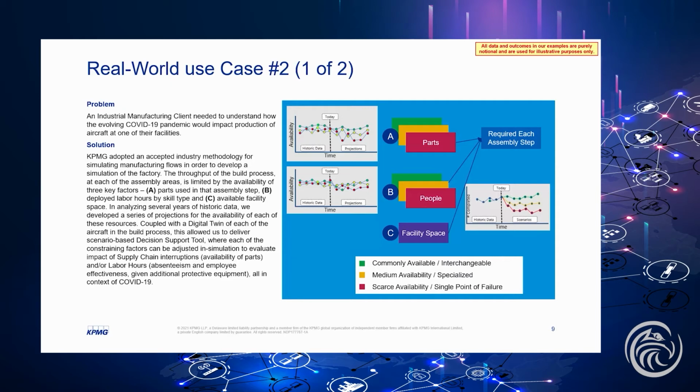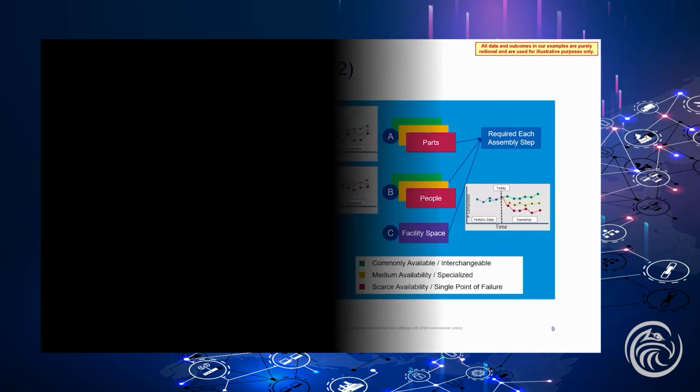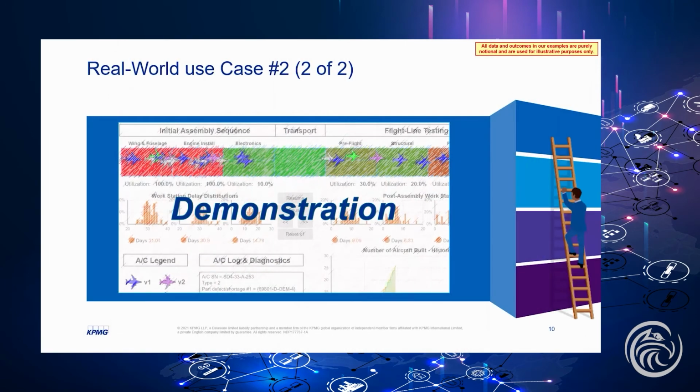And so by analyzing legacy data on each of these three factors, we were able to create baselines and then work with the client's internal team to develop some assumptions and projections about future availability of each, given the evolving pandemic. Some of these were probabilistic, and some were informed by subject matter opinion. Putting all of this together, we were able to build a simulation of the entire factory, which contains digital twins of each of the aircraft undergoing assembly activities and projects several scenarios for the best, worst, and expected case outcomes.